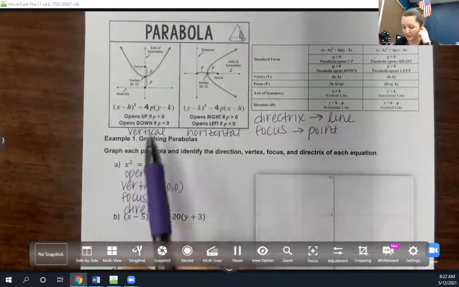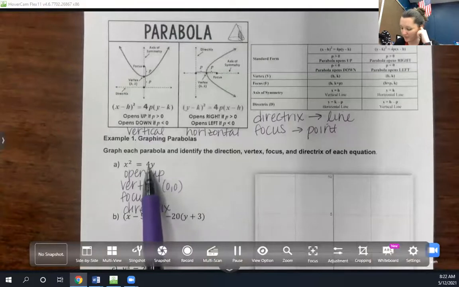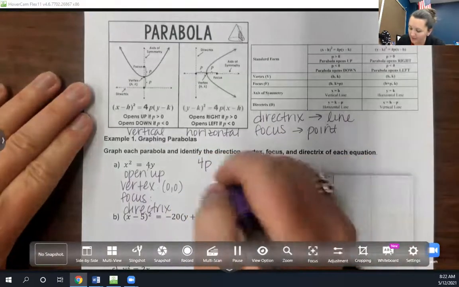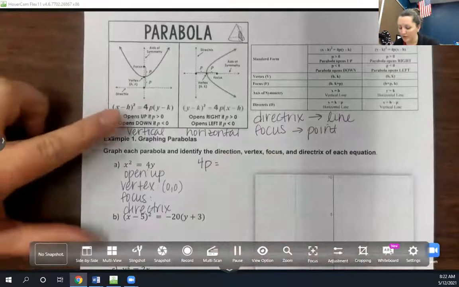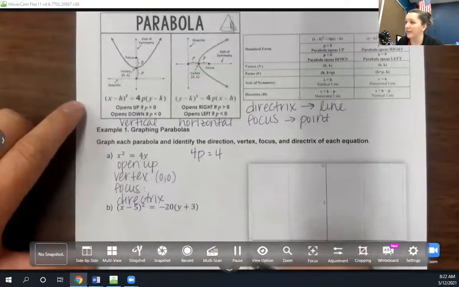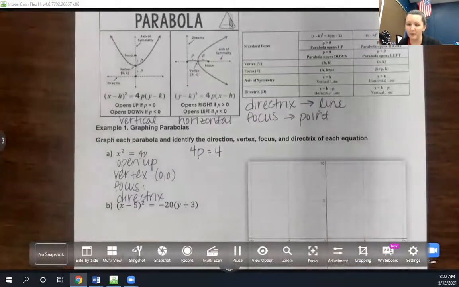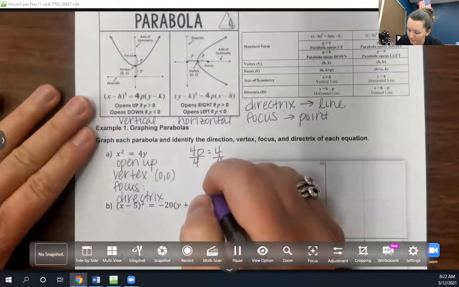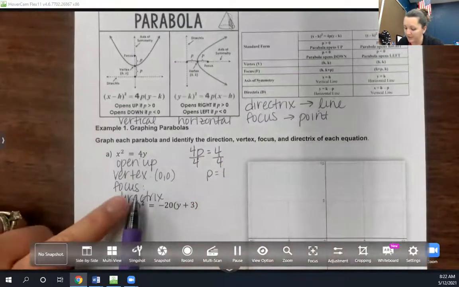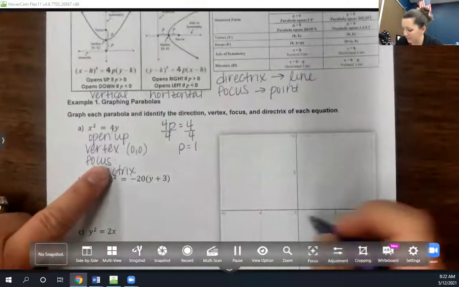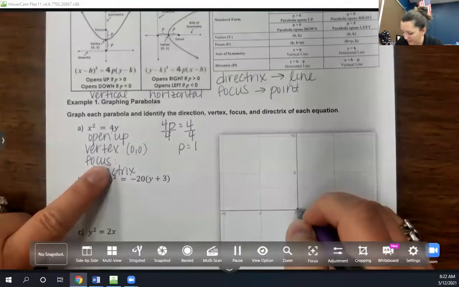So let's take a look at this. To find my focus, it's 4 times p. So 4p equals 4 in this case. So I want to find p. p is the length from my focus to the vertex, or my directrix to the vertex. So it looks like p is 1. So if it opens up, my focus is inside. So let's graph it and then we'll kind of see, right?